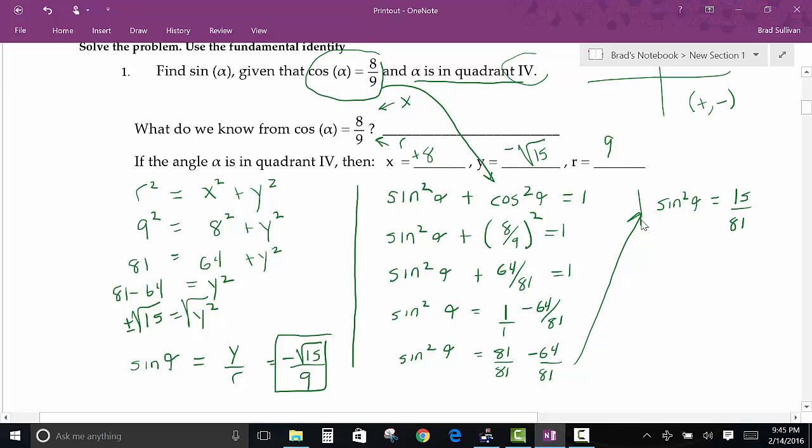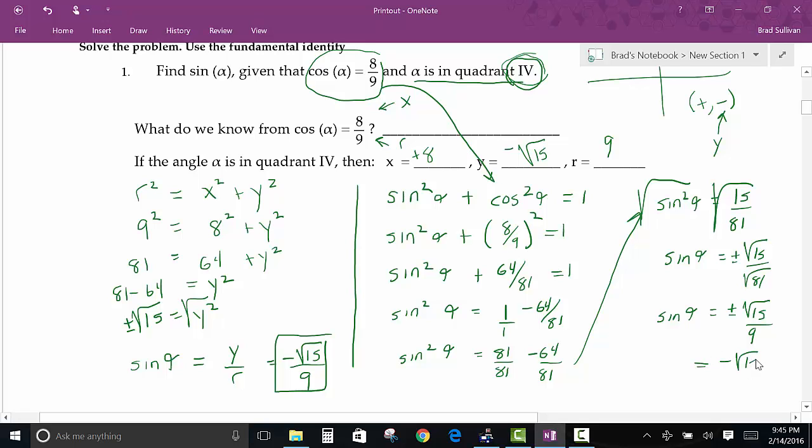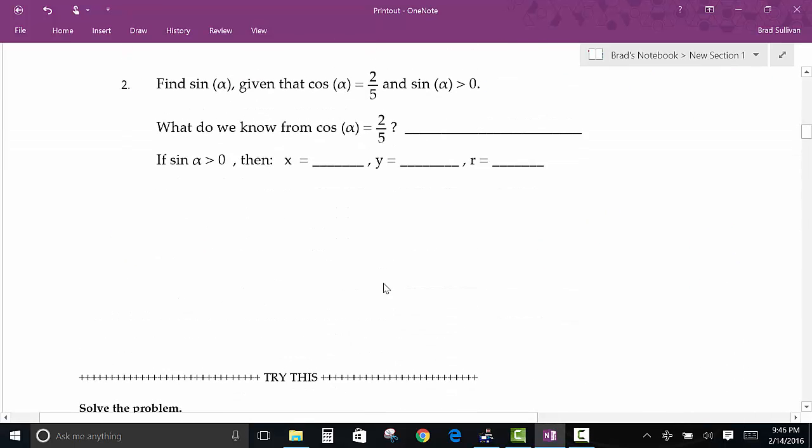Now I can do the square root of both sides. So sine alpha technically at this stage is equal to plus or minus, and I can do the square root of the numerator and the denominator separately to get sine of alpha equals plus or minus square root of 15 over 9. But again, since we're in quadrant 4, that means y is negative, so the answer to the problem would be negative square root of 15 over 9. So you can get the same answer regardless of which way you do that. All right, now I'll move on to this next page, and we're going to take a look at another one like that.